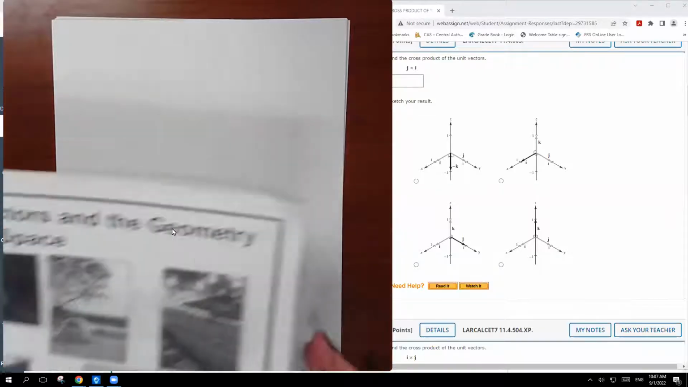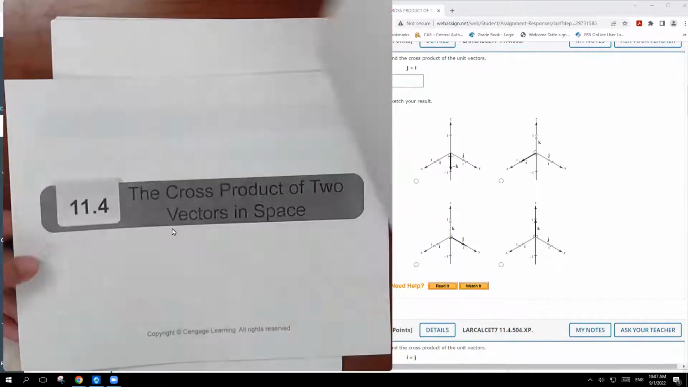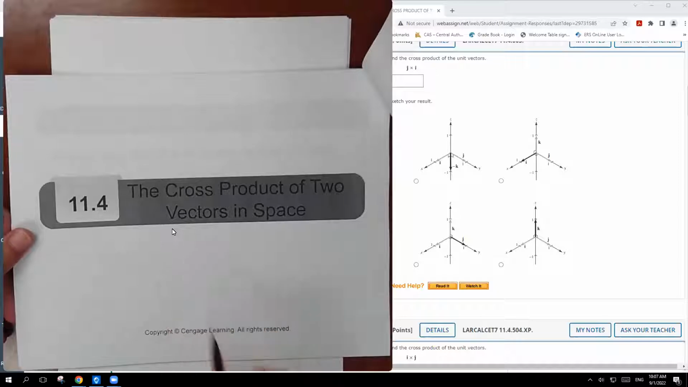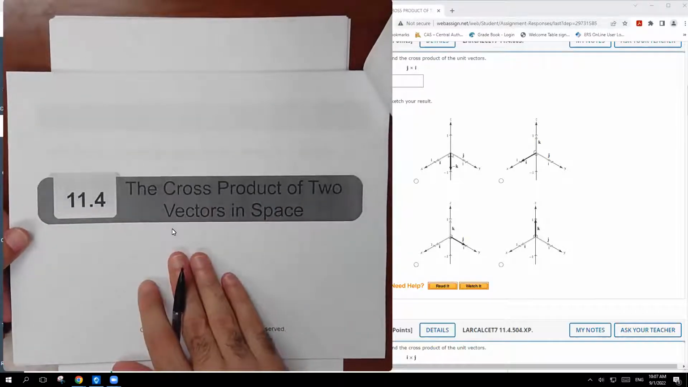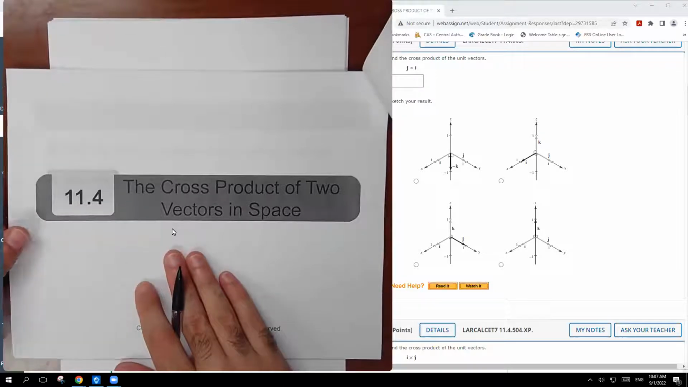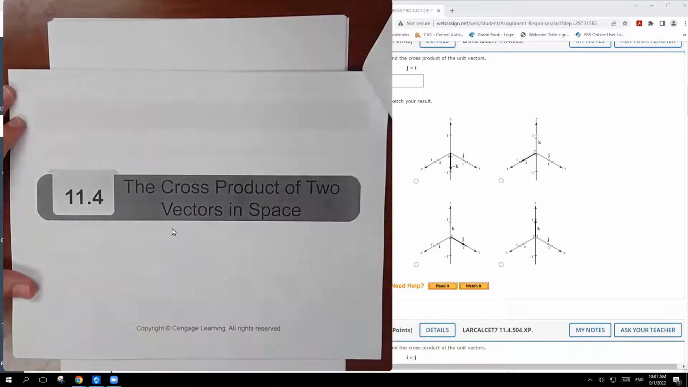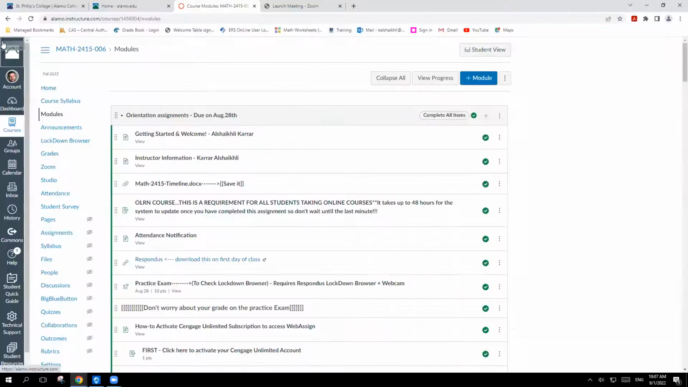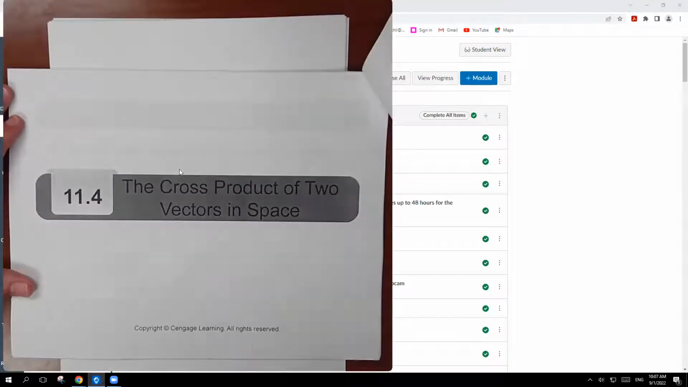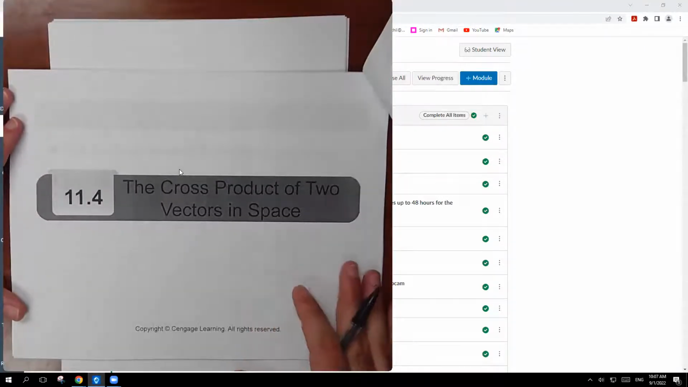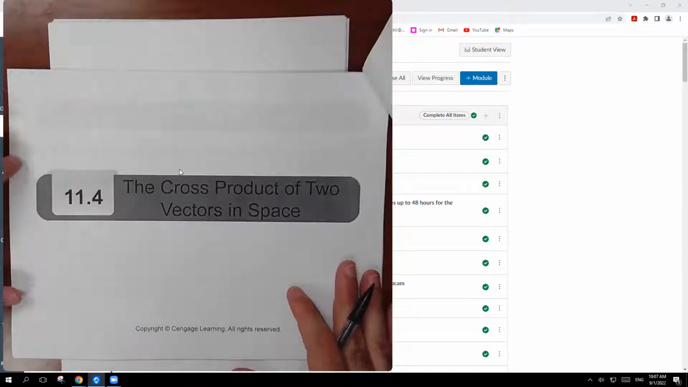So here is section 11.4, and the important thing we have to learn here is the cross product. We already know the dot product is done by multiplying each component. The cross product is going to be different, and we're going to use the cross product in 3 dimensions.